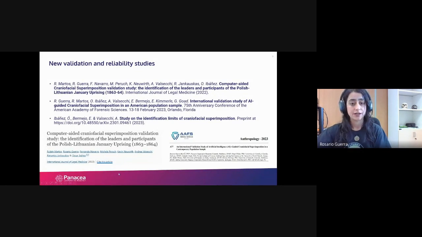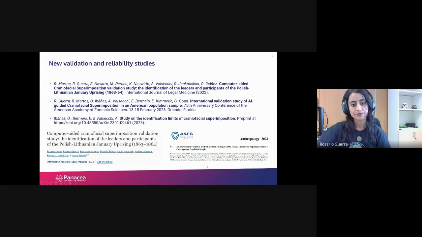In the order in which you are looking at them. So firstly, we will be talking about the validation study carried out on the sample of the Vilnius January uprising, which is a historical memory sample. And this study was published last year in the International Journal of Legal Medicine. You can see here, this is a screenshot of the publication.